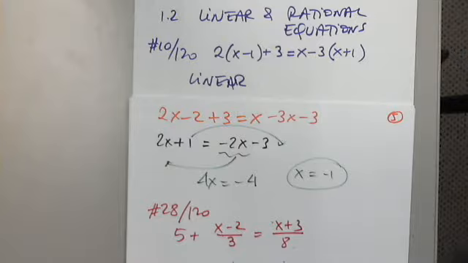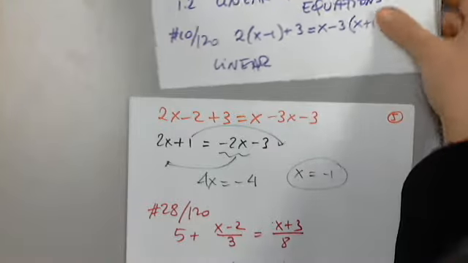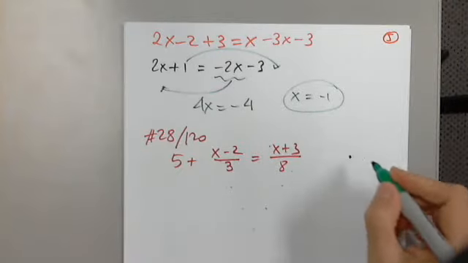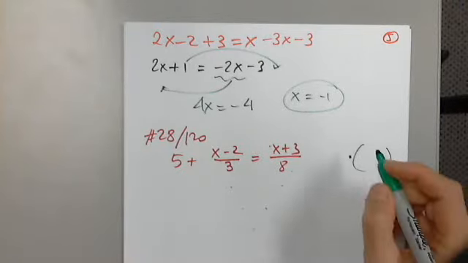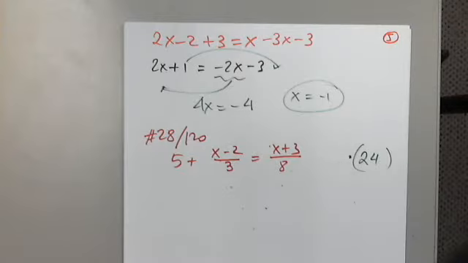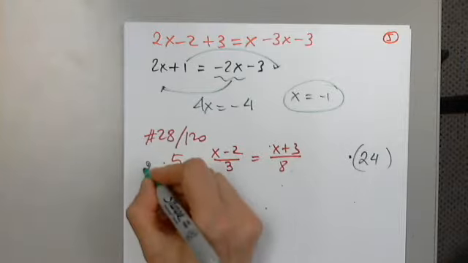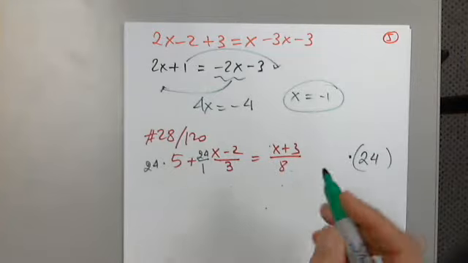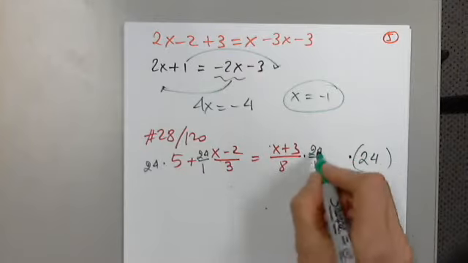Why? Because I can always, yes, I can always get rid of them. How? Multiply both sides by the least common denominator, which in this case is? Very good. 3 and 8 have nothing in common, so the product will be the least common denominator. Very good. Remember, we have to multiply everything by 24. So here is times 24, but here I would like to write it as 24 over 1 so I can simplify. Here I would like to write it also as 24 over 1 so I can simplify.